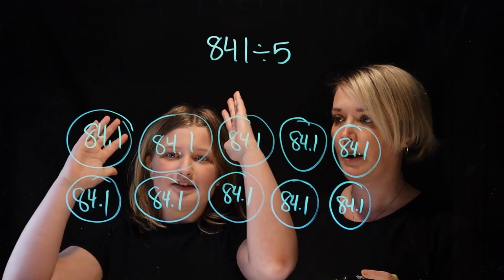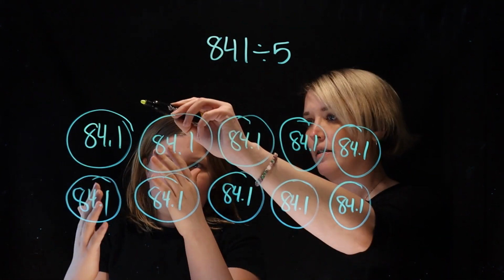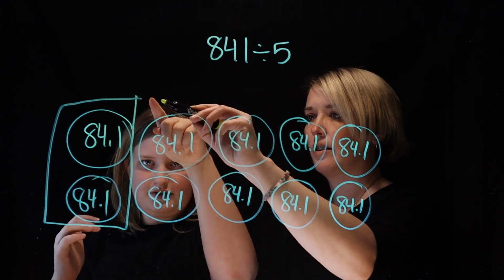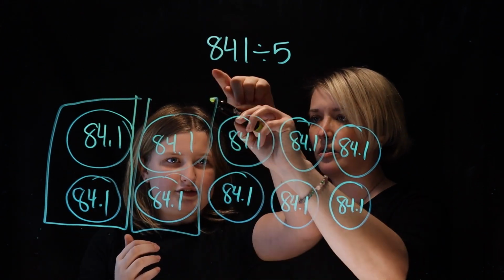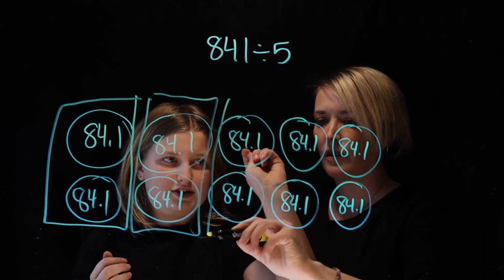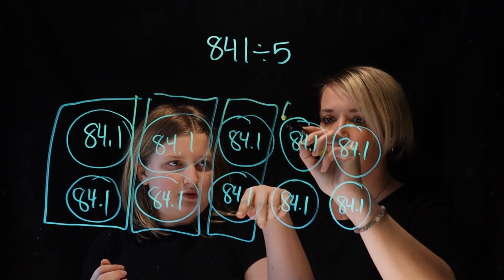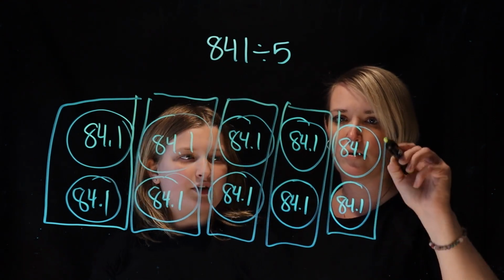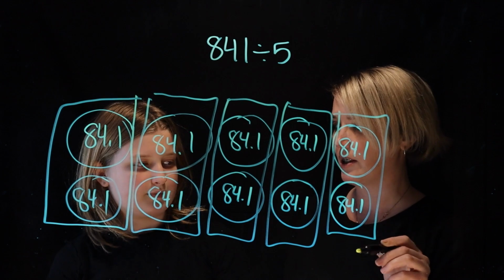So that means we should add them together, because then we'd only have 5. So this would be 1, and this would be 1. That's 2. So this would be 1. That's 3. This would be 1. That's 4. And then the last one would be 5. Okay, so how many is in each group though? Because that's our answer, right?